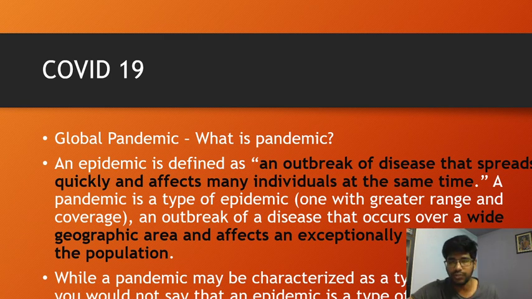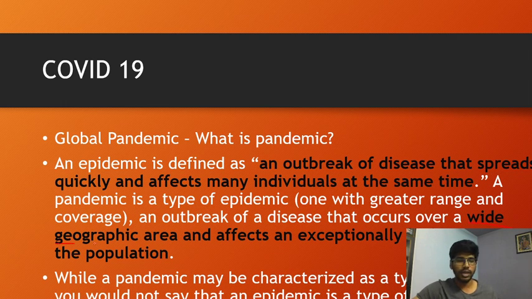When you take a smaller geographical area into consideration, it becomes an epidemic in that particular area, right? If we concentrate on China initially, within China it became an epidemic, right? And when it spread its wings to other nations, when it was moved by people to the other nations, it became a pandemic, right? A pandemic is a type of epidemic, an outbreak of a disease that occurs over a wide geographical area.